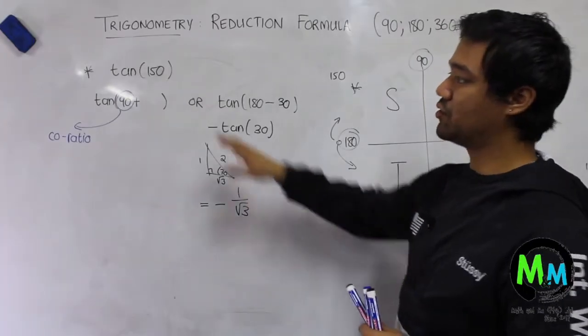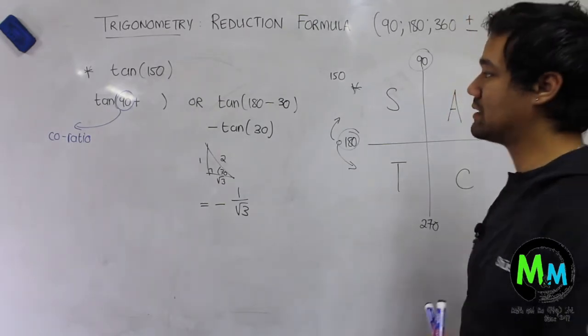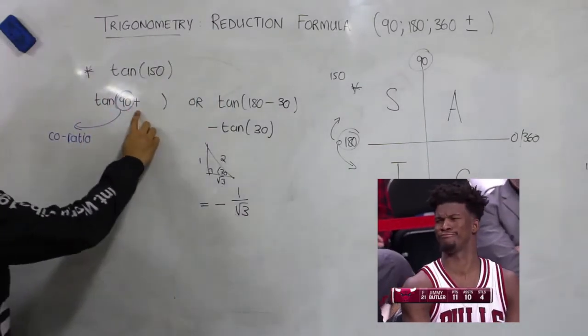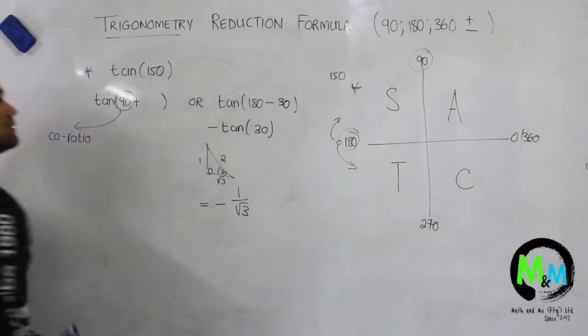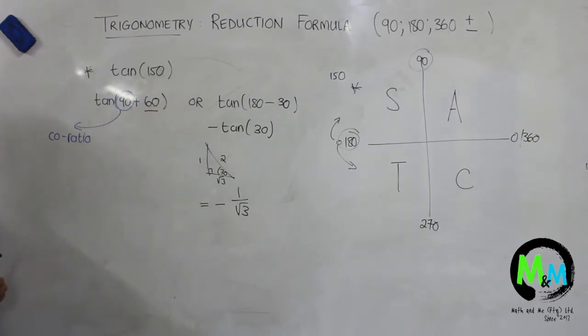Okay, I'm going to do it now with the 90 plus just to show you it gets to the same answer. Hopefully it does. If it doesn't, I'll just probably edit it out. Okay, so 90 plus what gives me 150? 90 plus 60. Again, we see special angle.